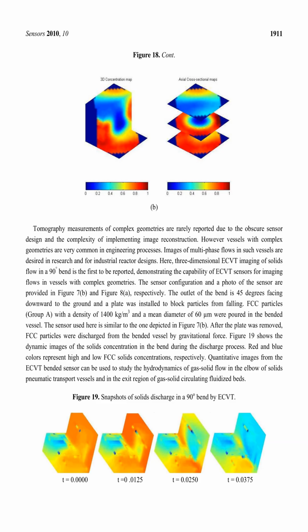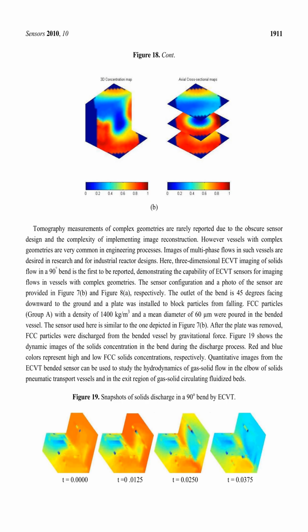Tomography measurements of complex geometries are rarely reported due to the obscure sensor design and the complexity of implementing image reconstruction. However, vessels with complex geometries are very common in engineering processes. Images of multi-phase flows in such vessels are desired in research and for industrial reactor designs. Here, three-dimensional ECVT imaging of solids flow in a 90-degree bend is the first to be reported, demonstrating the capability of ECVT sensors for imaging flows in vessels with complex geometries.